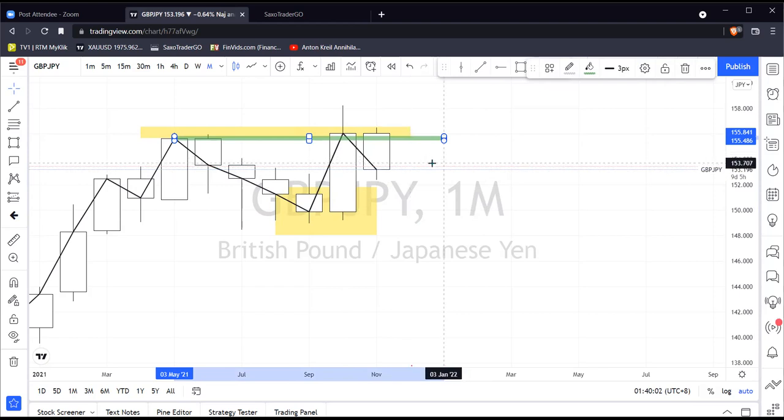Okay, so let's say you have these two zones. If on monthly, then the entry is on daily, and if on weekly, the entry is on H4. Then which one would you choose? I would choose the lower time frame because the lower time frame is more or less risk.